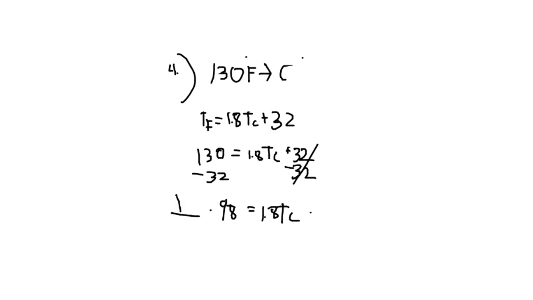Now what we're going to do is divide both sides, or we can just multiply both sides by 1 over 1.8, and it's just the same. So 98 divided by 1.8 is 54.4 repeating degrees Celsius. So let's do another problem.